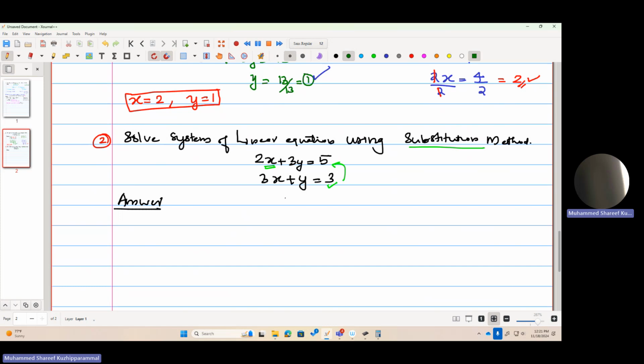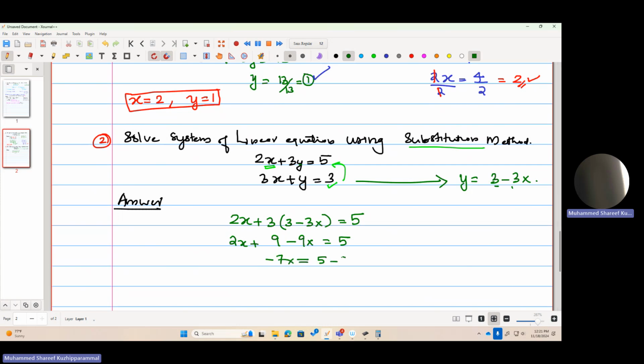See, y is equal to 3 minus 3x. From here I get this value and I substitute in equation 1. How is it? 2x plus 3 times this y, I replace with this: 3 minus 3x, is equal to 5. So 2x plus 9 minus 9x is equal to 5. So 2x minus 9x clubbed together is minus 7x, is equal to 5 minus 9, which is minus 4. Minus 7x is equal to minus 4. So x is how much?